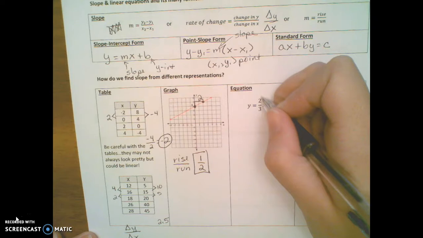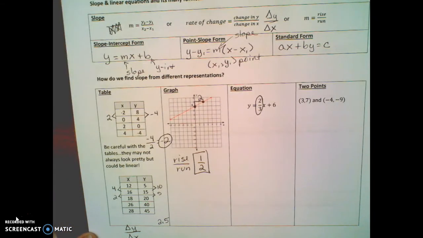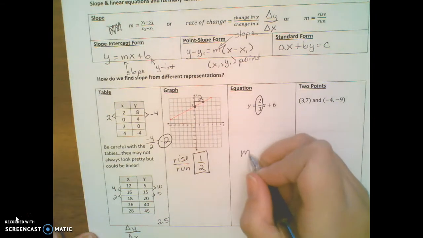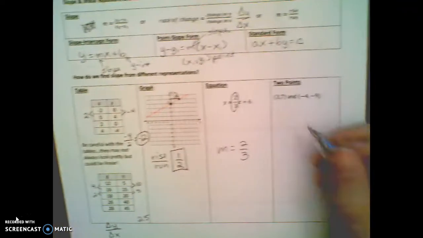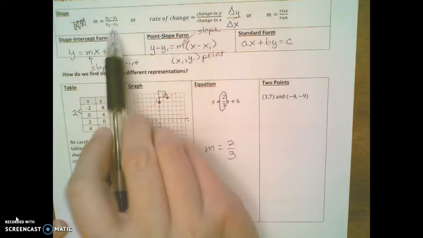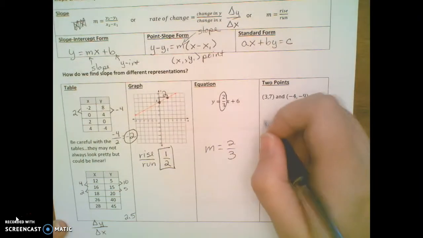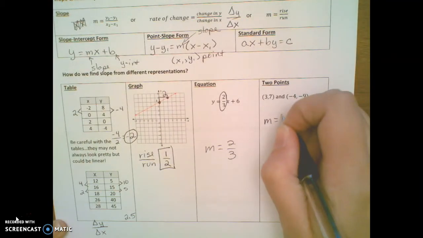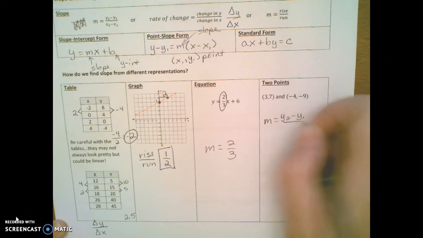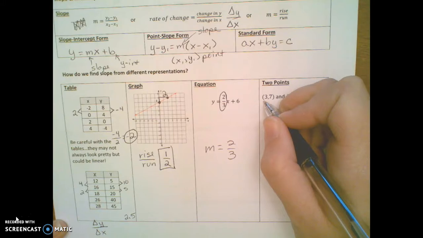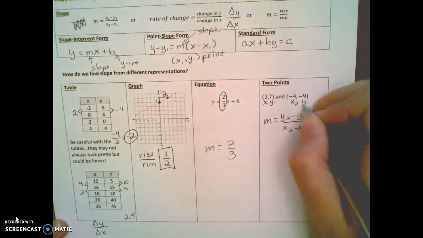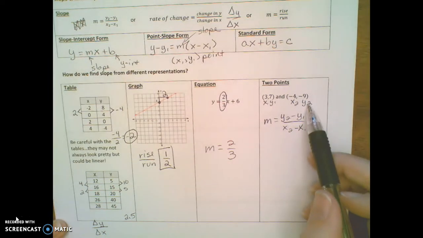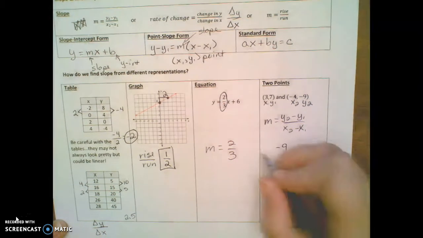For the equation, super easy. It's just the coefficient of x, or whatever's in front of x. So our slope for this one is 2/3. And then from 2 points, we use our slope formula from up here. So we do m equals y2 minus y1 over x2 minus x1. And I'm going to label this: this is going to be x1, y1, and this is going to be x2, y2. So y2 is -9. I'm just substituting.